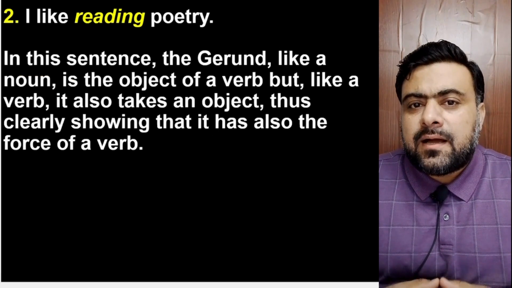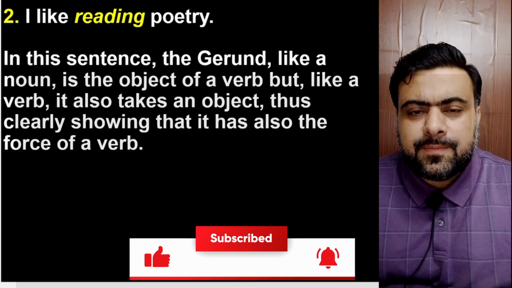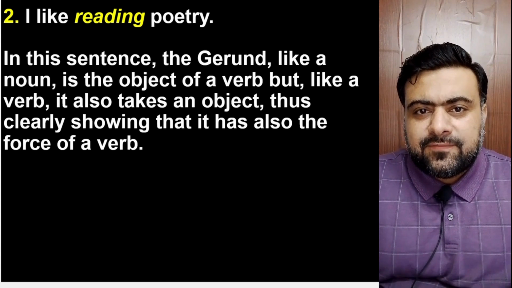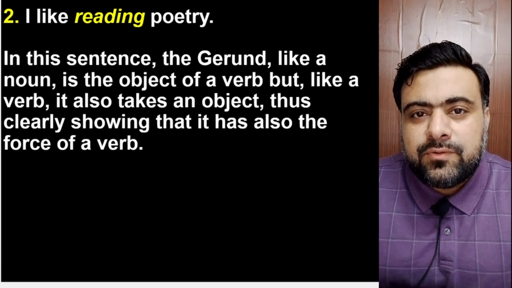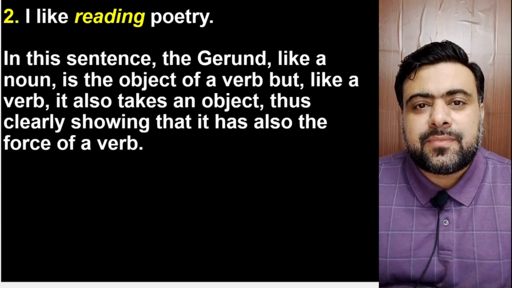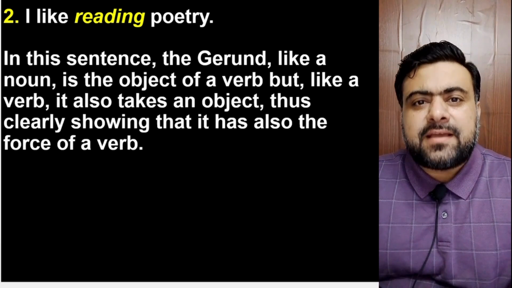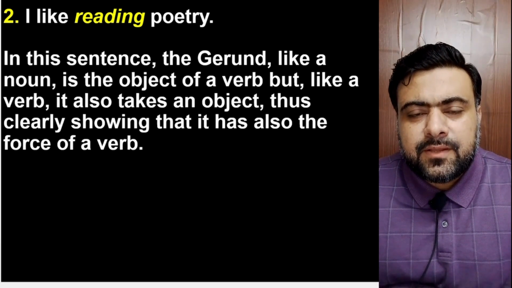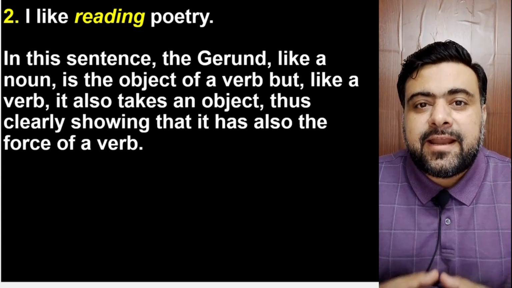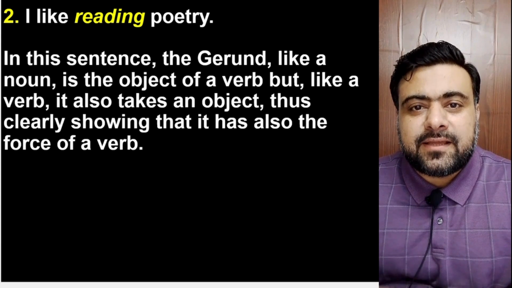Another example, I like reading poetry. In this sentence, reading is the gerund. Now, first, reading is the object of another verb, that is like. I like reading. So by being an object of another verb, it acts like a noun. Further, reading itself has an object, that is poetry. So by having an object of its own, it acts like a verb. So first it acts like a noun and then it acts like a verb.